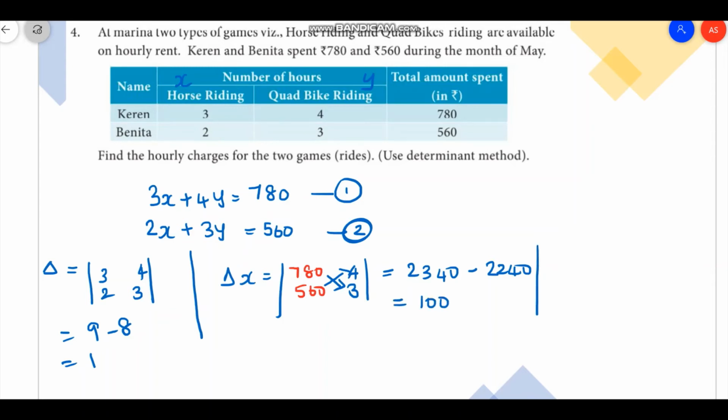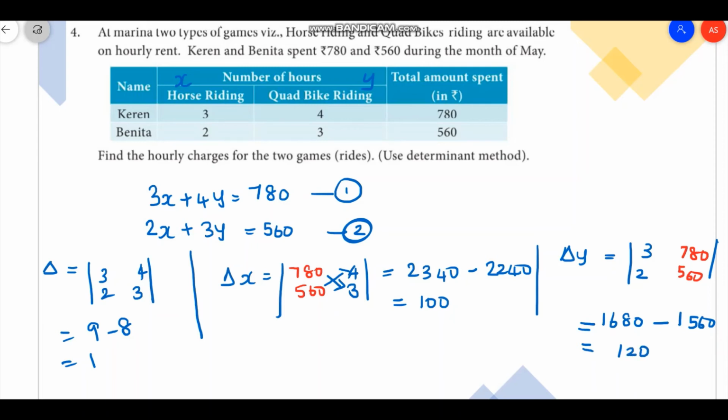Now let me find out delta y. So what is my delta y? My x coefficients remain the same, which is 3 and 2. My y coefficients, instead of y coefficient, there will be a change in my y coefficient. My y coefficients will change to 780 and 560. So let me find out the values expanded. Expansion gives me 3 into 560, which is 1680, minus subdiagonal 2 into 780, which is 1560, which gives me 120.